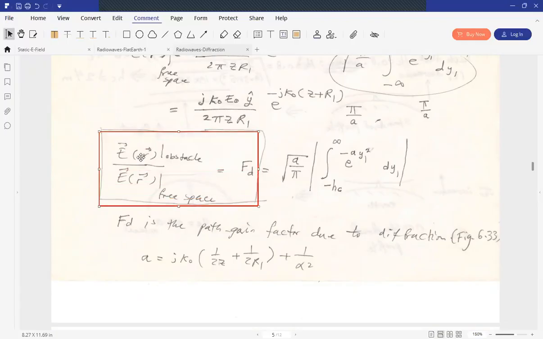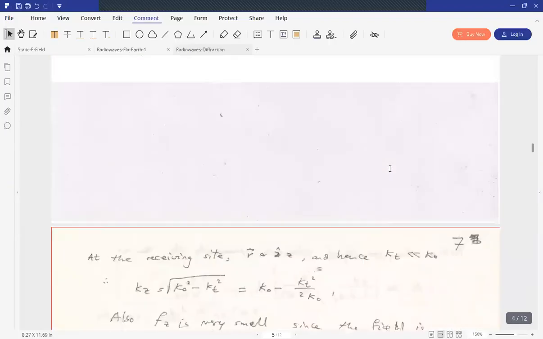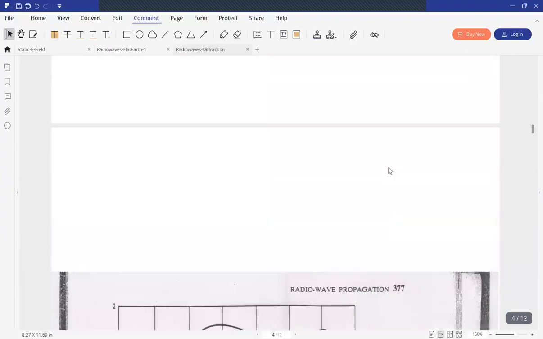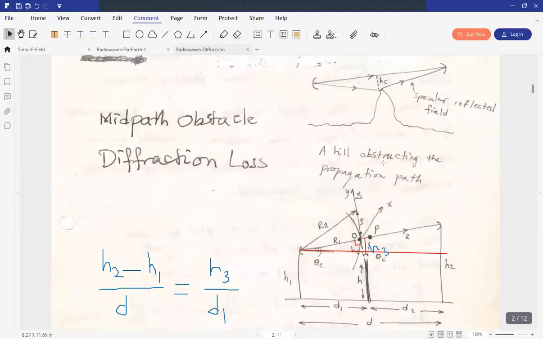This is E with obstacle over E in free space, which equals FD. This is the path gain factor, the effect of the obstacle. Since we do not consider reflection from the tip of the mountain, if you remove the obstacle the problem will be free space, not the ground. Logically, if you remove the mountain, the problem becomes plane earth propagation, yes?